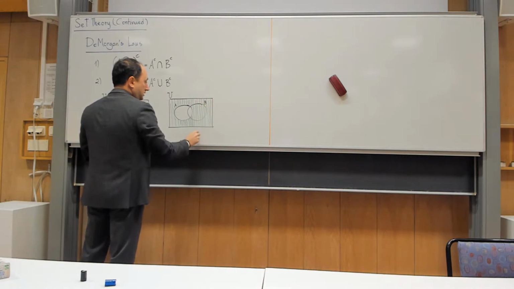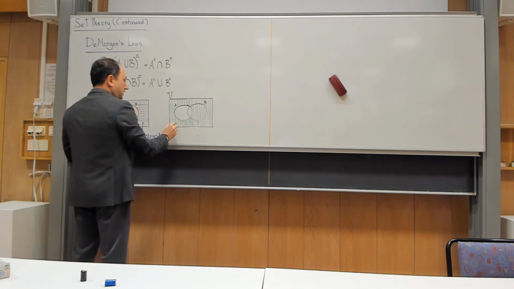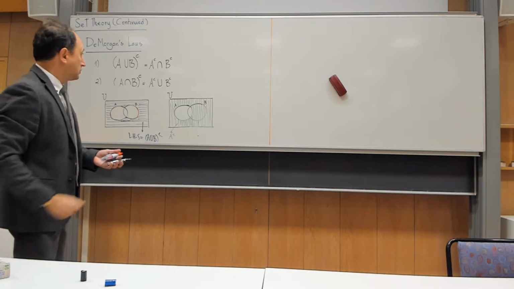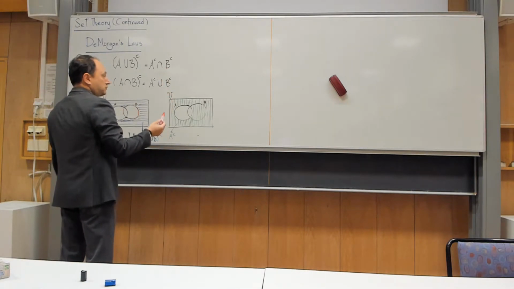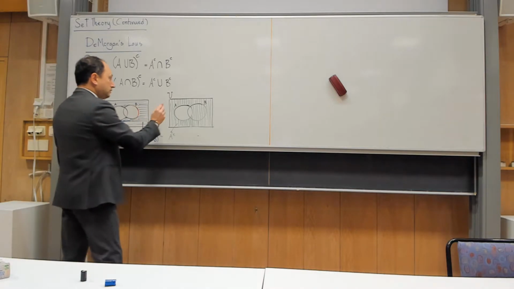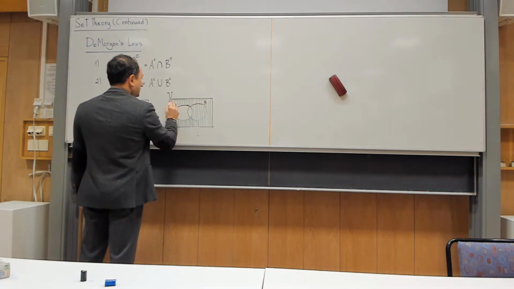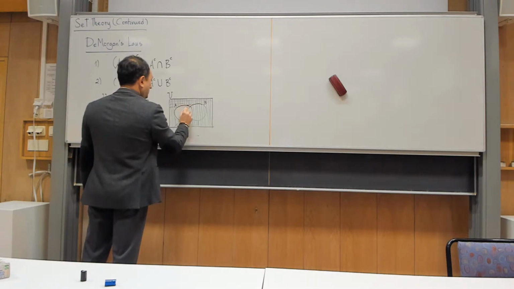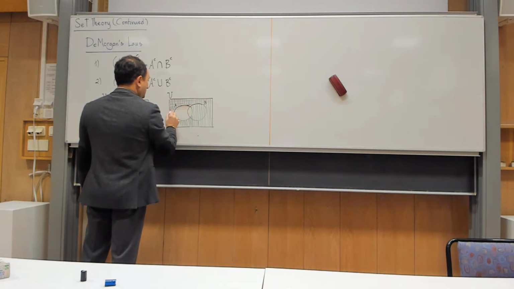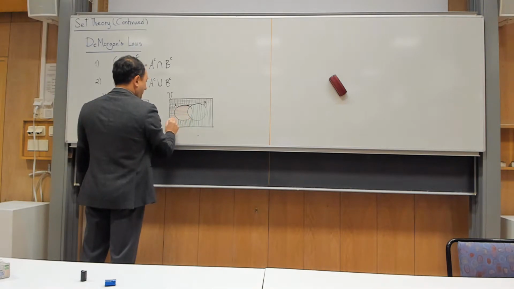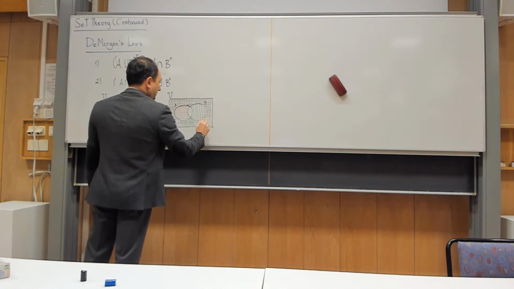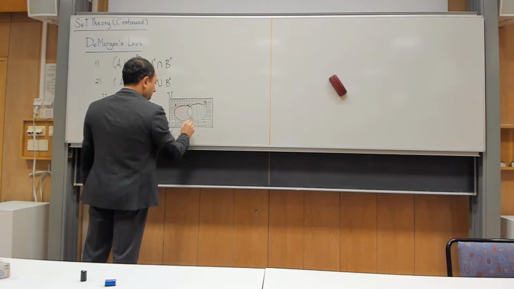So this green one is A complement. But let me do it the other way around. B complement means whatever is outside B. So whatever is outside B is also acceptable for this case. Outside B, I can go inside A, no problem, but I have to be outside B. I am not allowed to go in B.